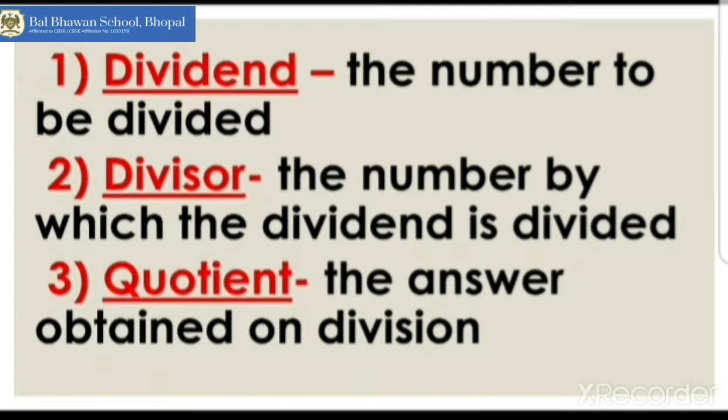So before we start, first we will revise some terms. The first term which you have already learned in this chapter is dividend. So what is dividend? The number which is to be divided is called the dividend. The second term is divisor. The number by which the dividend is to be divided is called the divisor. And the third term is quotient. That is the answer which you get after division. So ma'am is revising these terms because we are going to use these terms while doing questions.